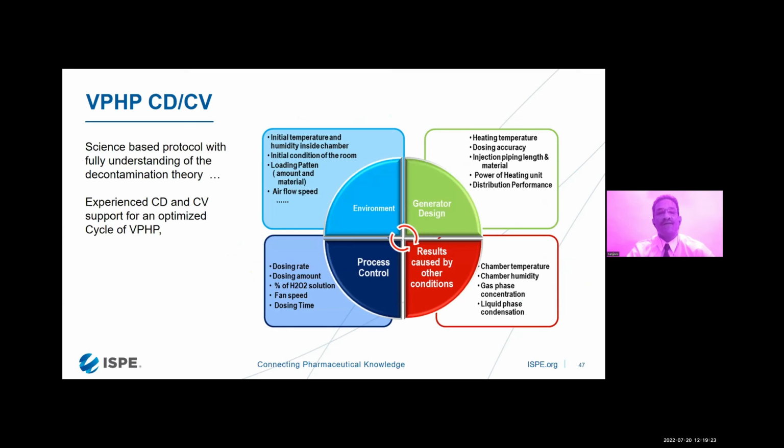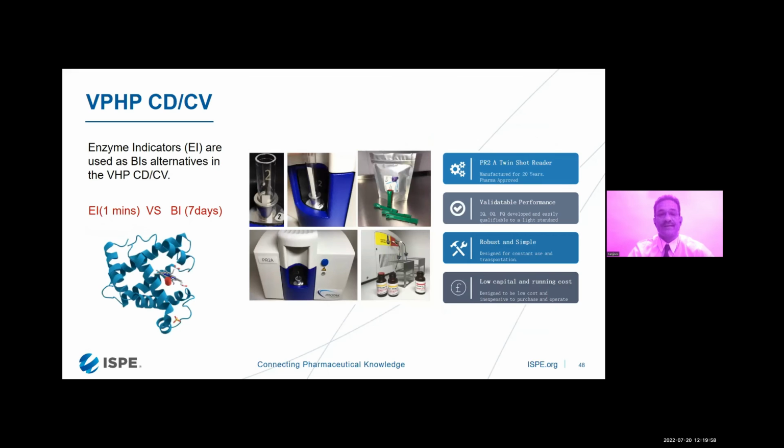In order to have a proper science-based protocol for the VHP and to fully understand it, we will have to control the parameters, which are the environment and the generator design. It is the results caused by other conditions such as the chamber conditions, chamber temperature or humidity, gas phase concentration, liquid phase condensation, as well as the process control. All these parameters are going to be very important for you to have a properly validated cycle for the vapor hydrogen peroxide.